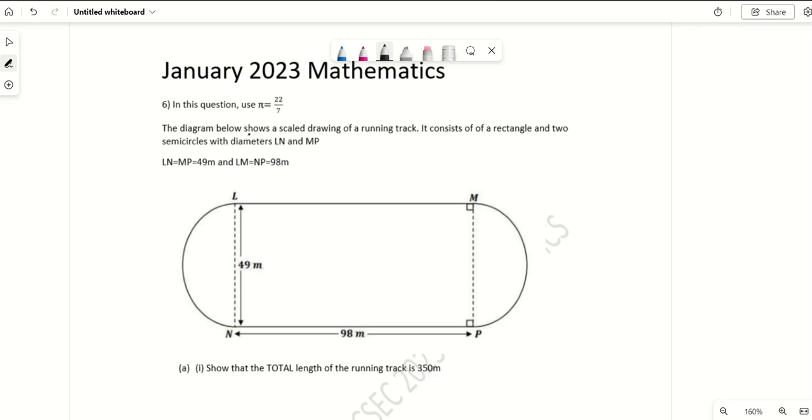The diagram below shows a scale drawing of a running track. It consists of a rectangle and two semicircles with diameter LN and MP. The length of LN and MP are equal and LM and NP is 98. They said, show the total length of the running track.